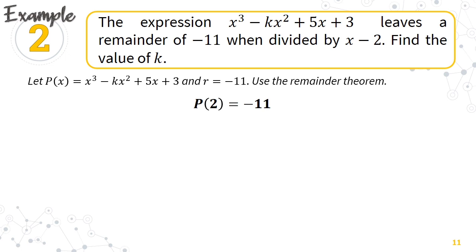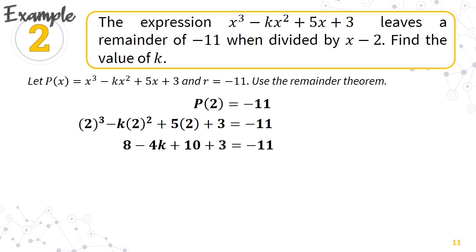Substituting 2 for c, we have 2 cubed minus k times 2 squared plus 5 times 2 plus 3 is equal to negative 11. Simplifying, we will come up with 8 minus 4k plus 10 plus 3 is equal to negative 11. Isolating the variable k at the left side, we will have negative 4k is equal to negative 11 minus 8 minus 10 minus 3. Simplifying the right side of the equation, we will have negative 4k is equal to negative 32. Dividing both sides by negative 4, k will be equal to 8.